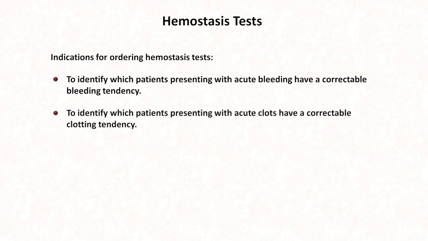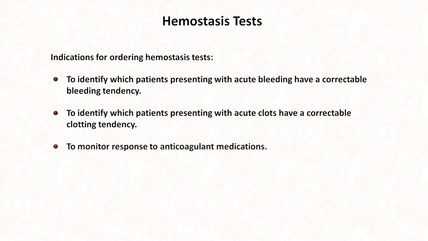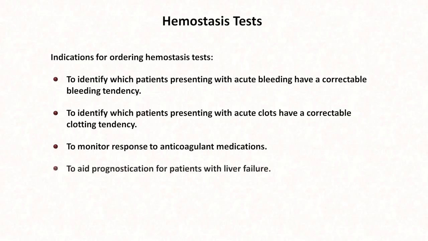To identify which patients presenting with acute clots have a correctable clotting tendency, such as antiphospholipid antibody syndrome. To monitor response to anticoagulant medications, such as warfarin and heparin. To aid prognostication for patients with liver failure, for example, the PT test is used to predict mortality both in alcoholic hepatitis as part of a calculation called the discriminant function, and in cirrhosis as part of the MELD score.